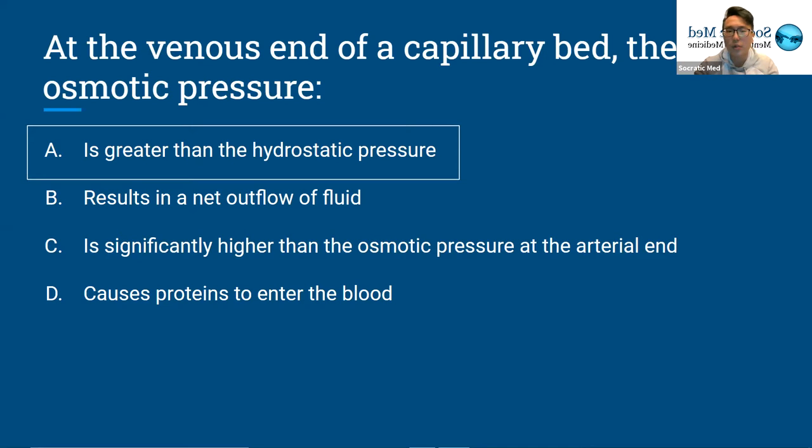So the osmotic pressure is higher on the venous end because it wants to draw in some of the fluid from the interstitium in order to replenish the blood volume, while the hydrostatic pressure is higher on the arterial end because the blood wants to push the blood volume out to exchange with the interstitium. So the answer is A, but also C. I think I was meant to write lower than the osmotic pressure at the arterial end. As of right now, A and C are both correct, but I'll change this when I post the actual lecture. Sorry about that. Any other questions on this question?